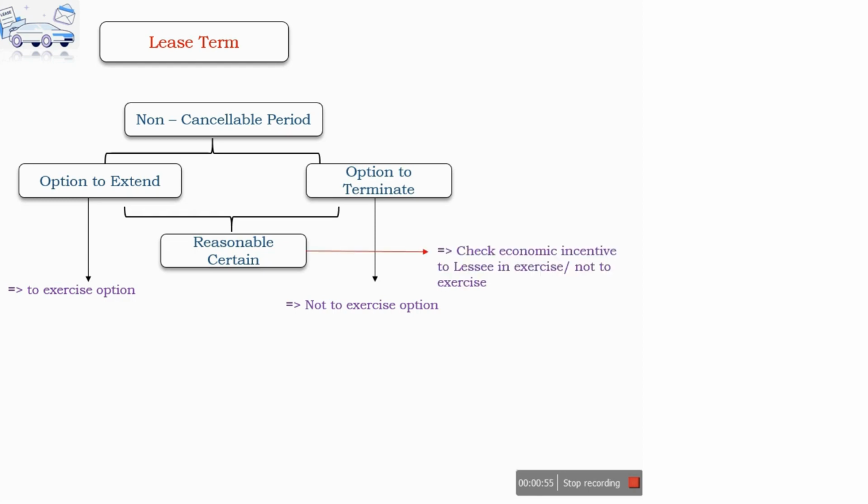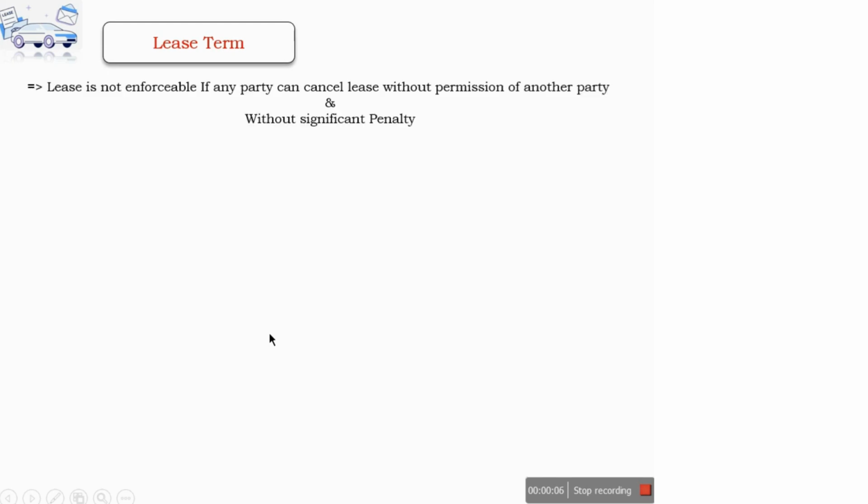To check the reasonable certainty, we need to check the economic incentive to the lessee to exercise or not to exercise that option. And we need to reassess the reasonable certainty at the time of occurrence of a significant event or changes in circumstances that relate to the option to extend the period or the termination period. If any party can cancel the lease without permission of the other party and without paying any significant penalty, the lease will not be considered as enforceable.